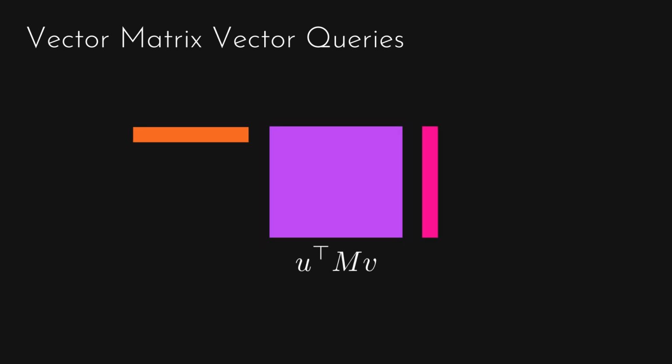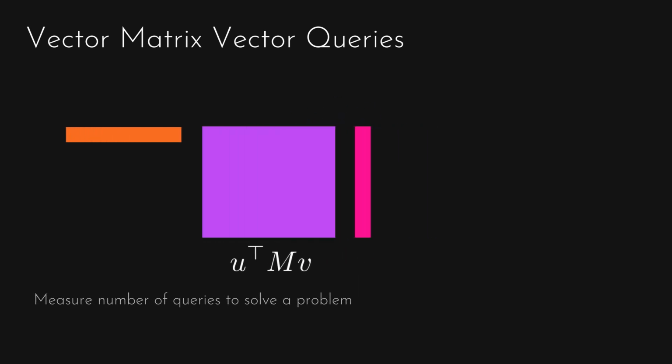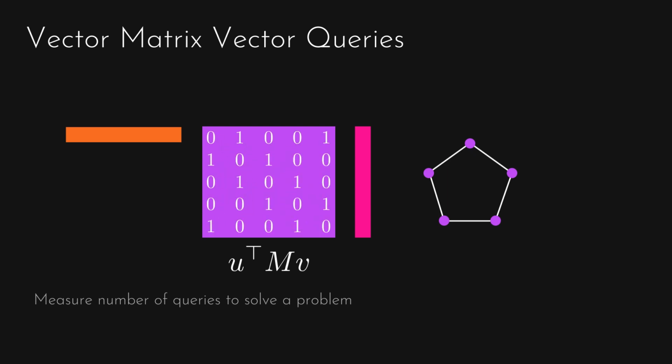In general, the goal is to figure out how many queries you need in order to determine some interesting property of the matrix. I think it's a cool model. For one, we can use UMV queries to simulate queries on graphs. Here M corresponds to the adjacency matrix, where a 1 indicates that an edge is present and a 0 means that there is no edge.